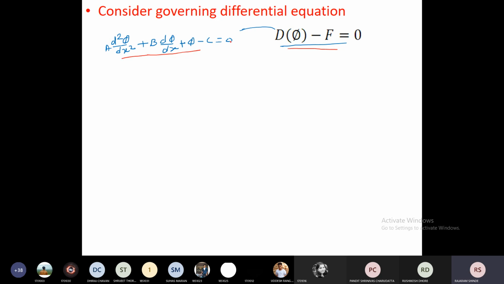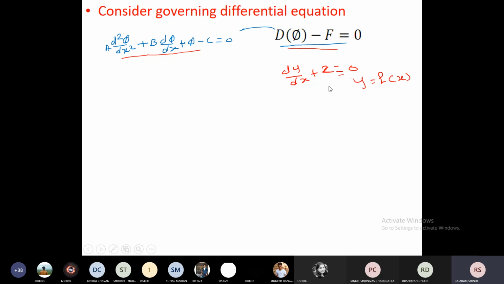If I write here your general equation, suppose dy by dx plus 2 is equal to 0. What is the solution for this differential equation? It is y as a function of x. Am I right? Rishikesh Kumbar, what is the solution of this differential equation?